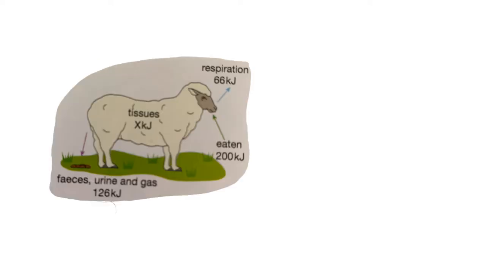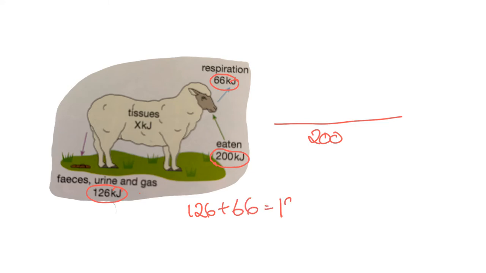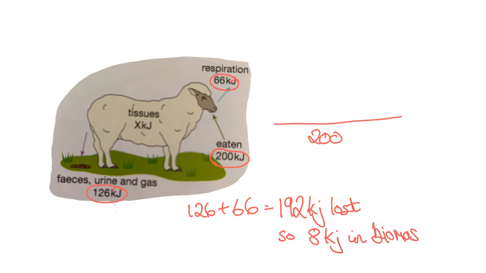Okay, so sometimes you have to work it out in a slightly different way. This sheep has eaten 200 kilojoules, so that's the input, 200, so that goes at the bottom. It used up 66 kilojoules in respiration, 126 in feces, urine and methane gas. So 126 plus 66 gives you 192. 200 to start with, therefore, if we've lost 192, that means there is only 8 kilojoules available to make new biomass, so to make our new tissues.